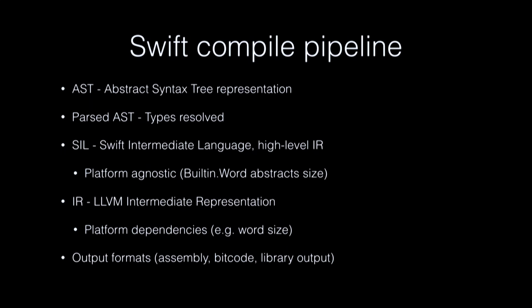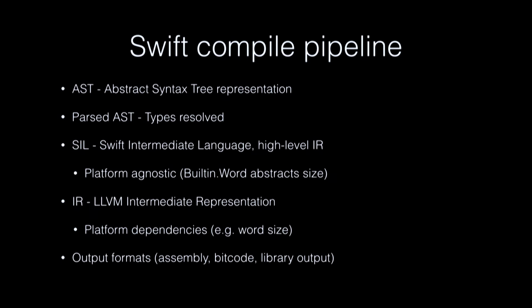What you've got is the abstract syntax tree at the top end, which is really like a tree representation of your text code. That tree representation then gets parsed into what's called a parsed AST, so that's where all the bits are connected together and you're able to join things up. That then gets compiled into the Swift intermediate language, and the Swift intermediate language is, as I said, this kind of generic instruction set for being able to represent Swift programs.